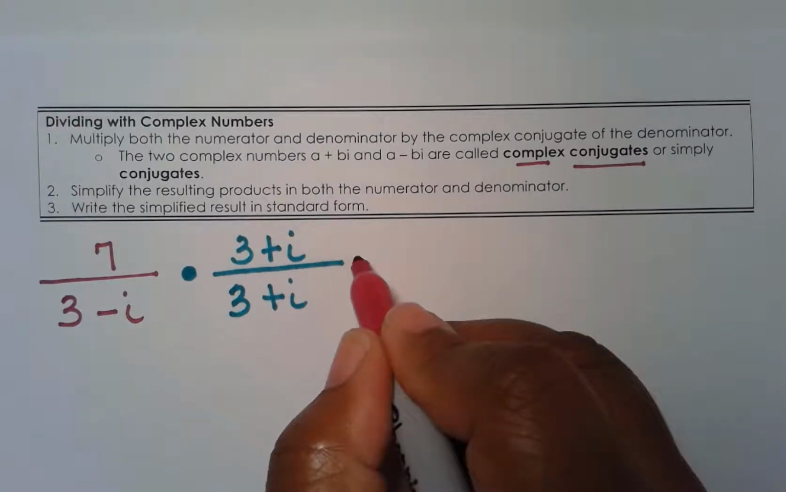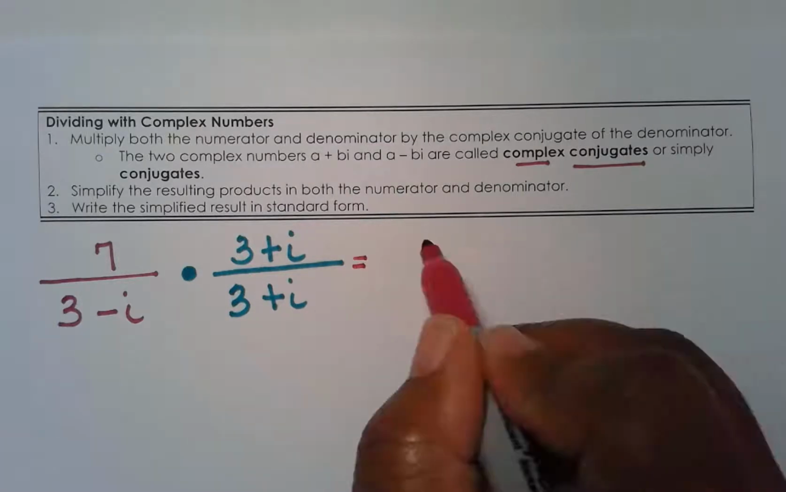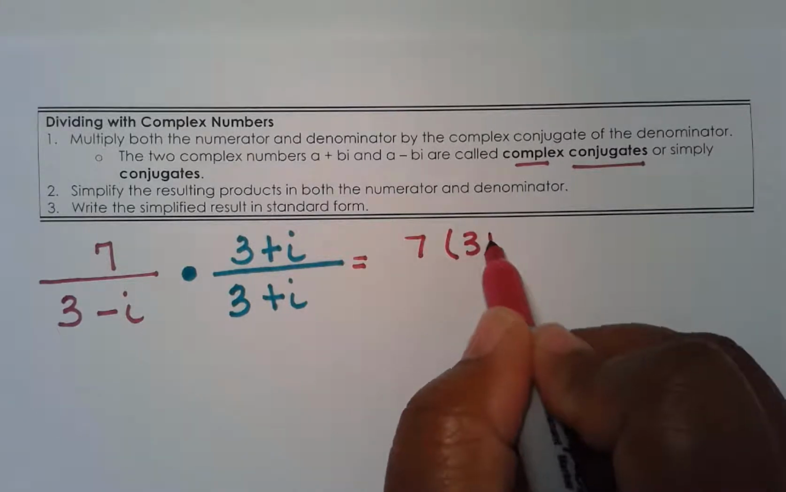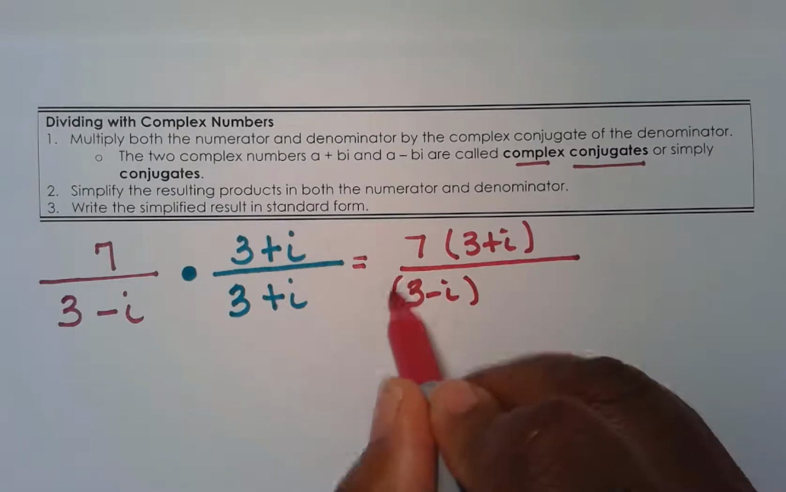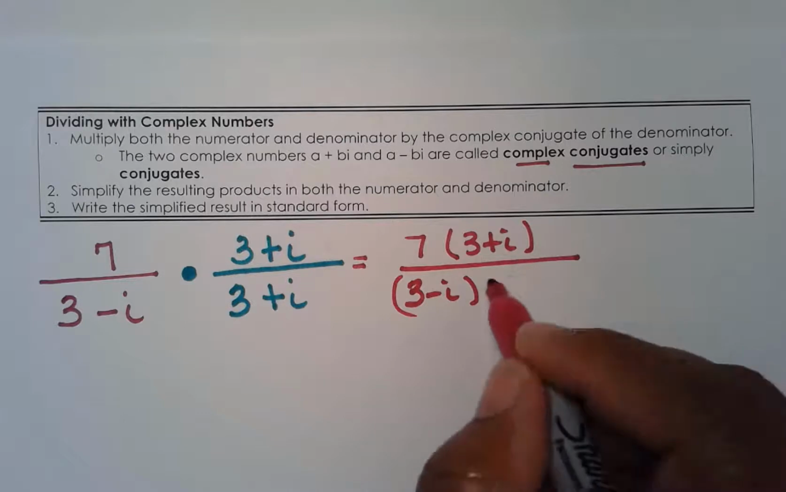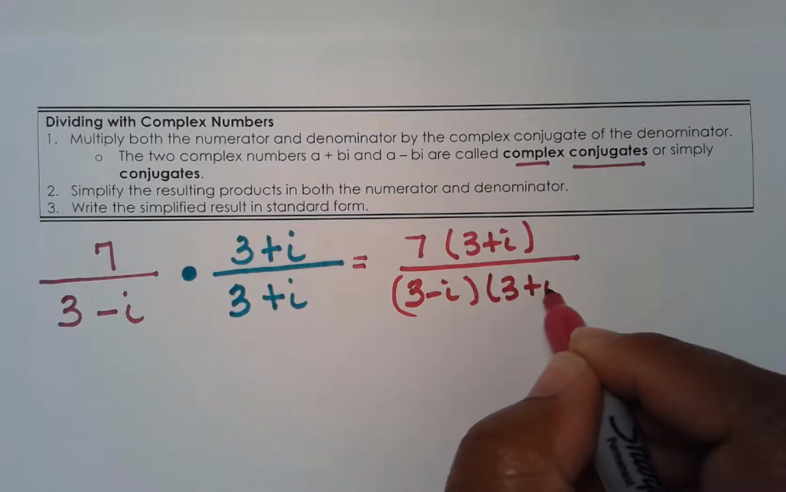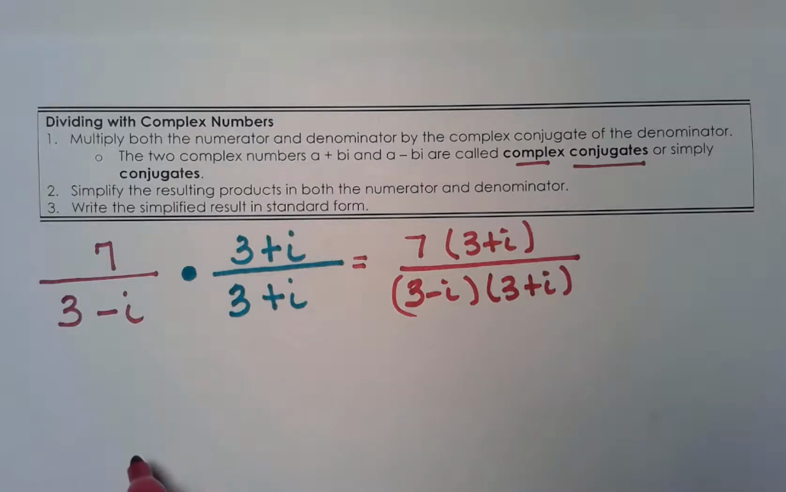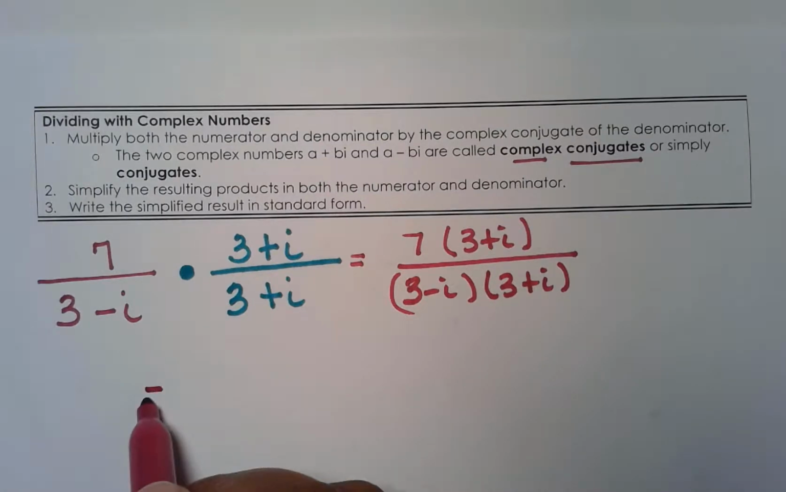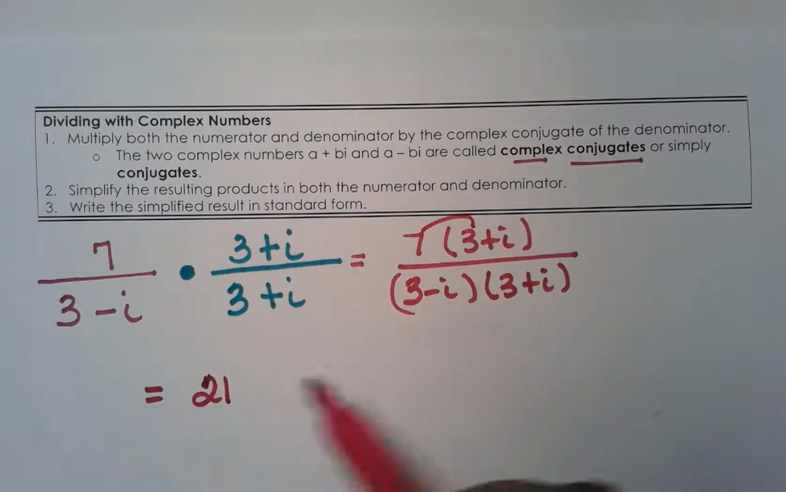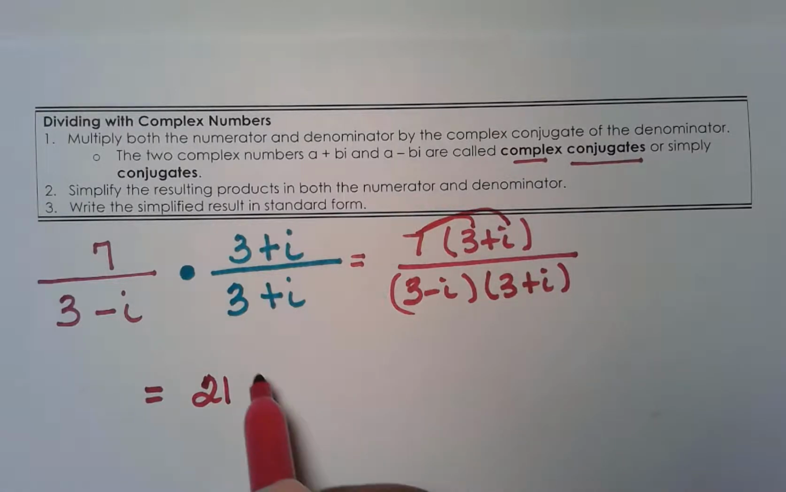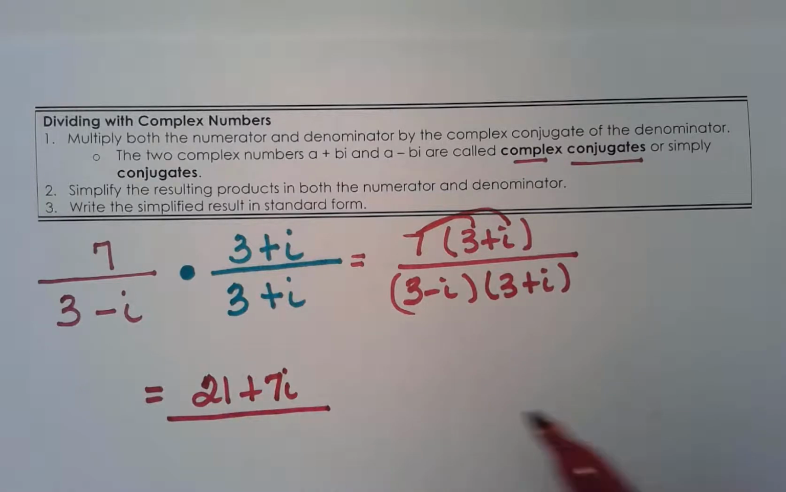Now bring together the numerators. We have 7 times 3 plus i, and then bring together your denominators, those two binomials we see, 3 minus i, 3 plus i, and let's multiply. So we have here, distribute 7 times 3, 21, then 7 times i, 7i. Then our denominator we're going to FOIL.